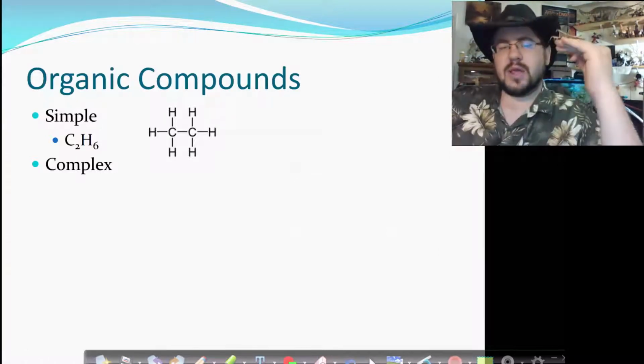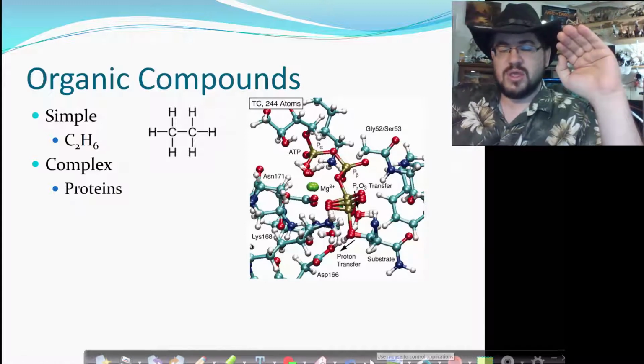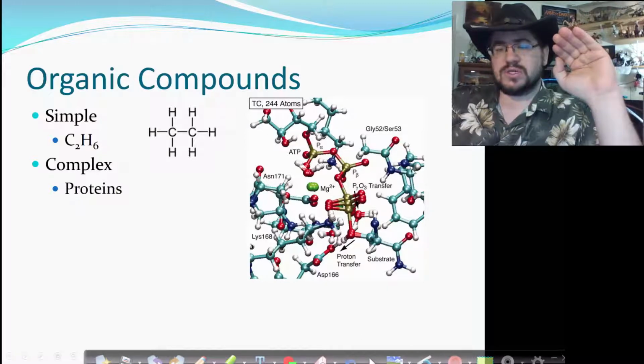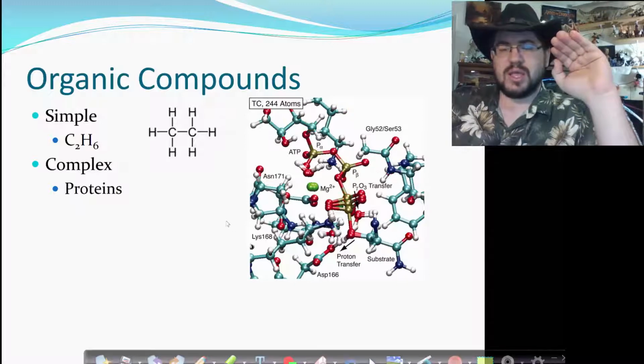And a complicated carbon compound would be proteins. So this is just a quick example of proteins here, in which we have all sorts of compounds attached. The light blue color is just our carbon, right? So these here are the carbons. White is hydrogen. Blue is nitrogen, the dark blue. Red is oxygen. Gold is phosphorus. So you can see these are incredibly complicated compounds.